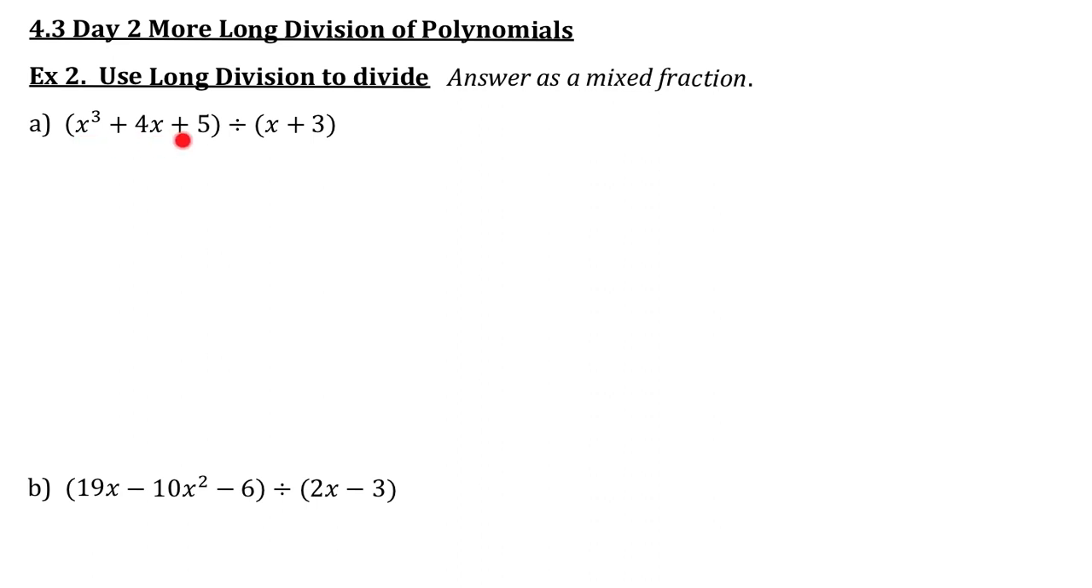The thing that's different about this polynomial is that it's missing a term. It goes x cubed, but there's no x squared. So if you're missing a term, you have to leave a blank for it. So let's set it up so you can see what I'm talking about.